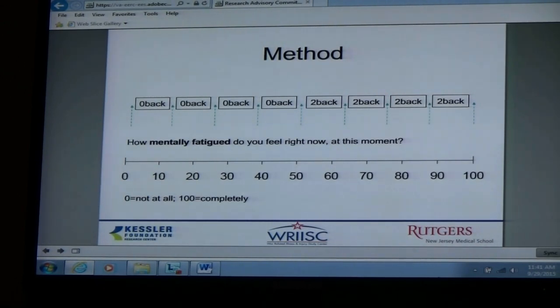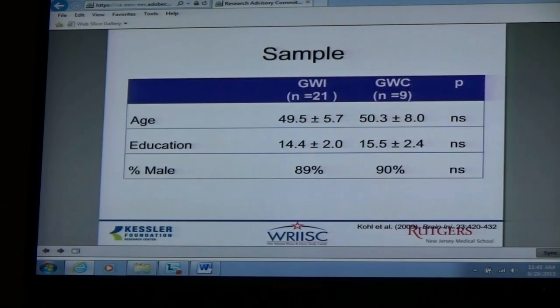And before they went in, we told them not to be consistent. Consistency was not what we were after. So if they said that they were fatigued 10 before one block, they could go up or down. We just wanted to know what they were feeling right there, instantaneously, at that moment. It didn't matter what they felt before.